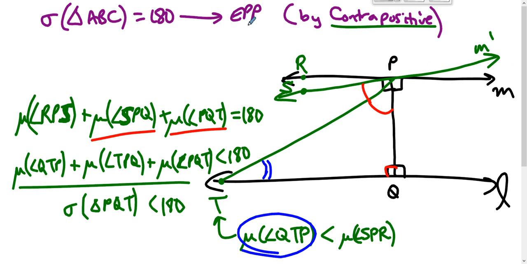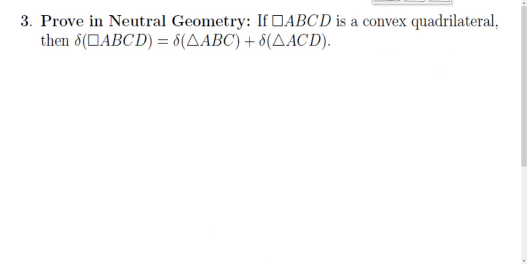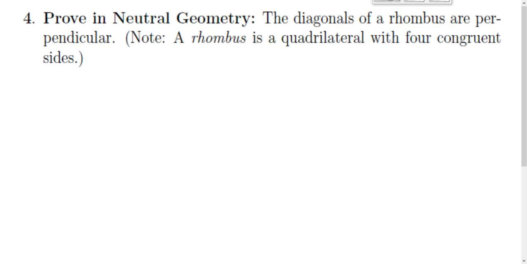So if EPP fails, then the sum of the measures of the angles of a triangle is not always 180. And so the contrapositive of this statement is true, and so this statement is true. There's a whole lot of things that you think are true that are distinctly Euclidean. I was going to talk about this, but I proved it in a previous video. I was going to talk about this, but we proved it in a previous video. I will talk about this because we probably should.